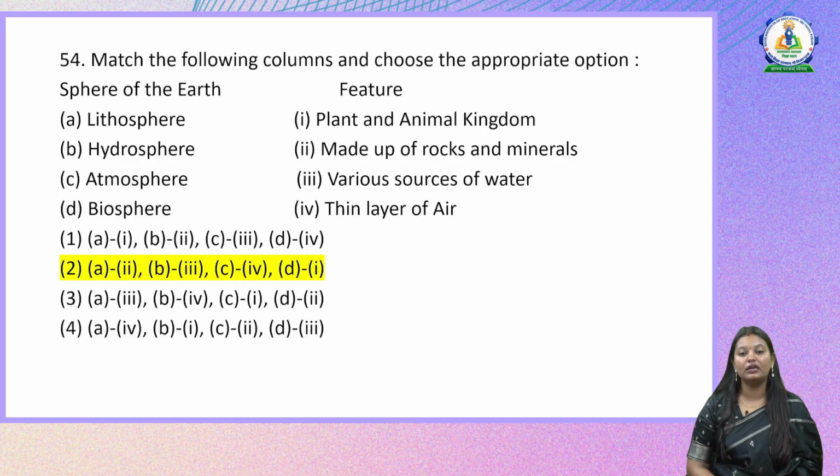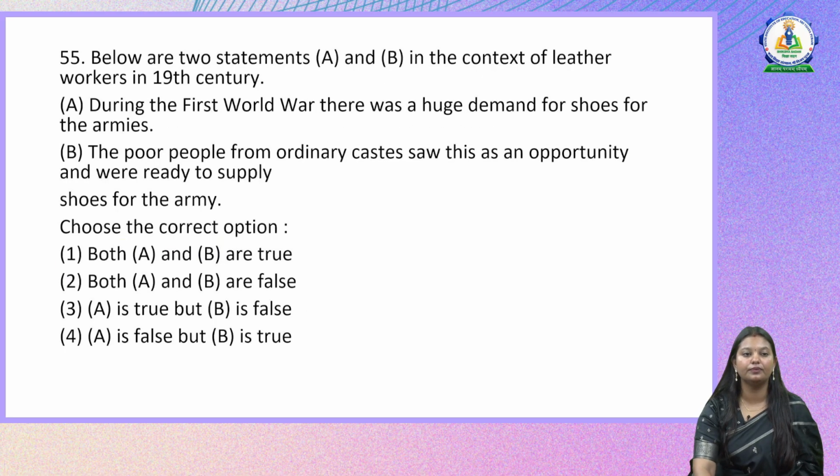So lithosphere is basically made up of rocks and minerals. The hydrosphere is various sources of water. The atmosphere is the thin layer of air. And the biosphere, which helped us to find the correct answer here, features the plant and animal kingdom. So this is the correct answer here. Moving on to the next question.